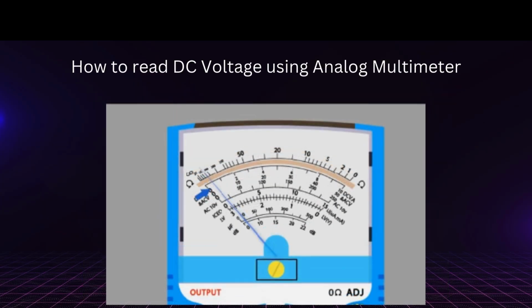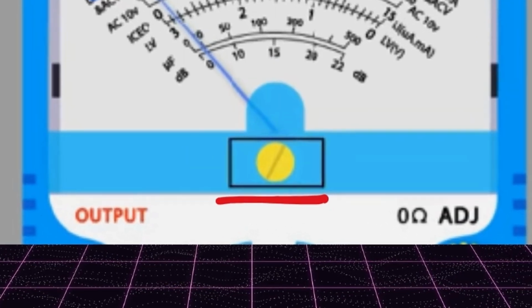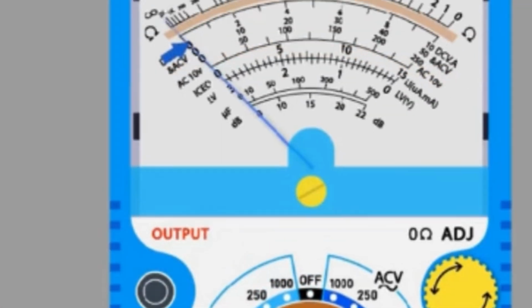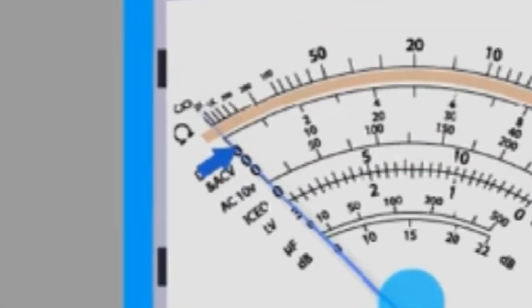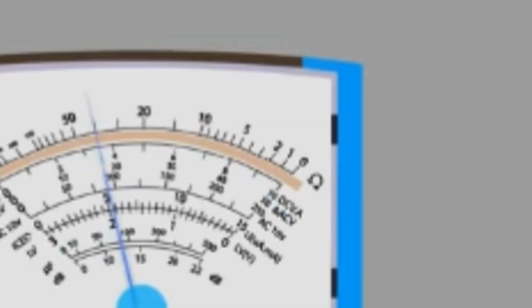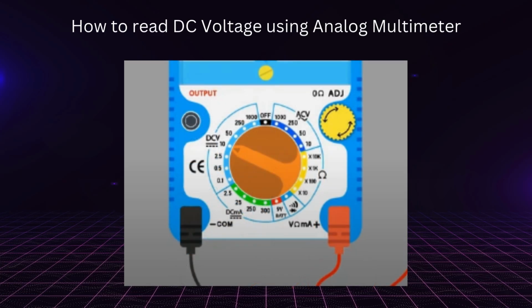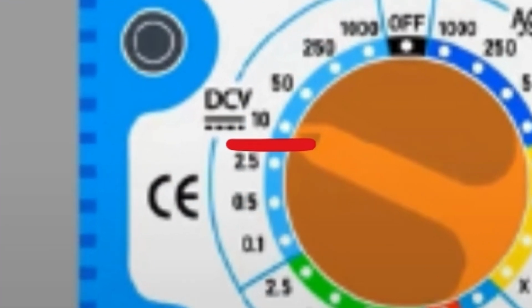To calibrate the multimeter, rotate the 0 ohms adjuster knob clockwise using screwdriver until the pointer aligns with the 0 mark. Now it is calibrated and ready to take any readings. Connect positive terminal of the battery to the red wire and connect negative terminal of the battery to the black wire.